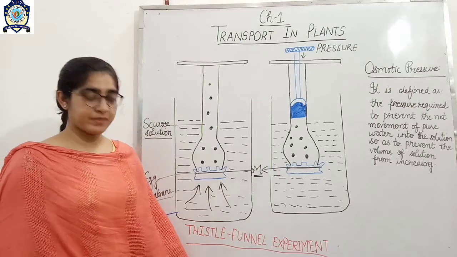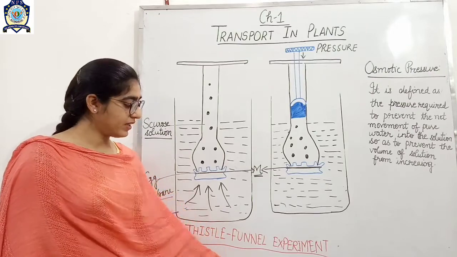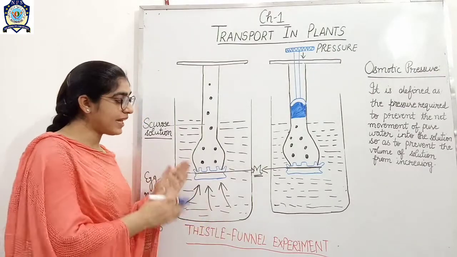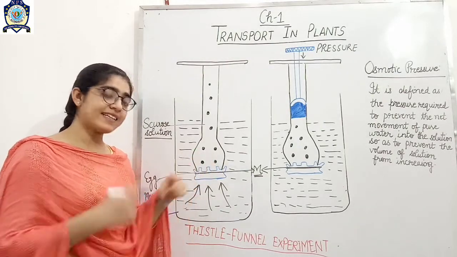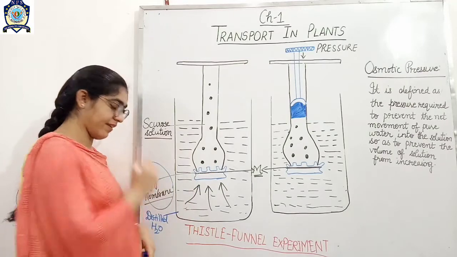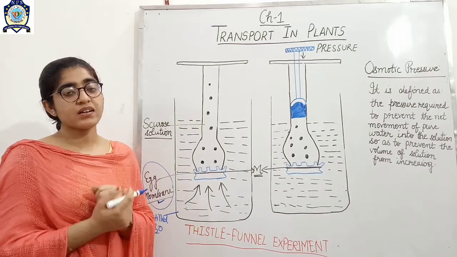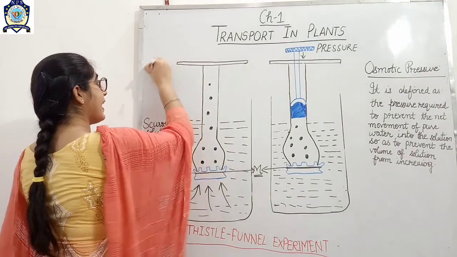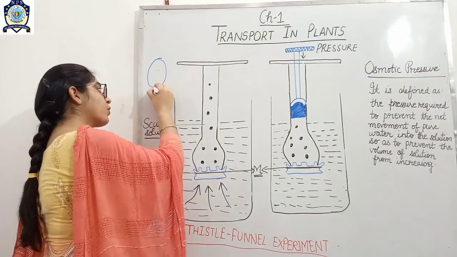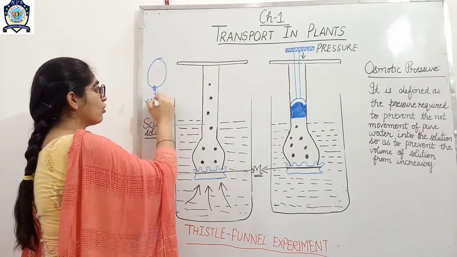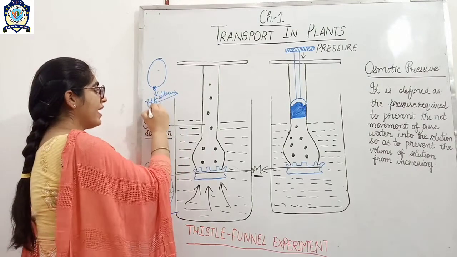Now let us take an example in which we will study the Thistle funnel experiment, the most important topic. Take a Thistle funnel, fill it with the sucrose solution, and tie it with the egg membrane. Here I am using the word egg membrane. So how will you get an egg membrane? Take an egg and make a pore in it, and through this pore remove the yolk, albumin, all the protein, and you will get an eggshell.